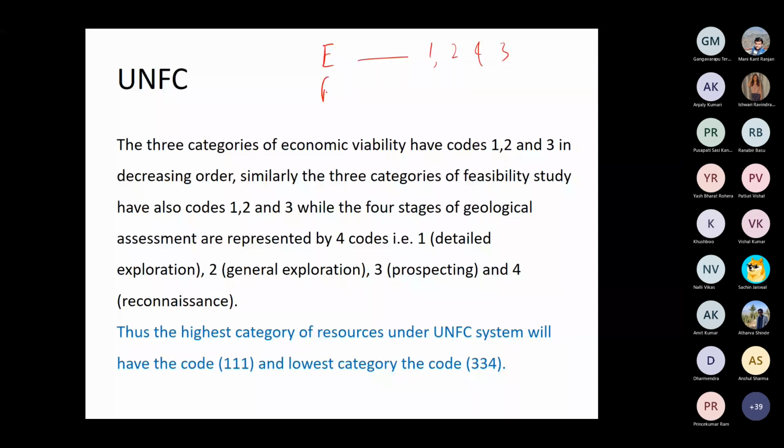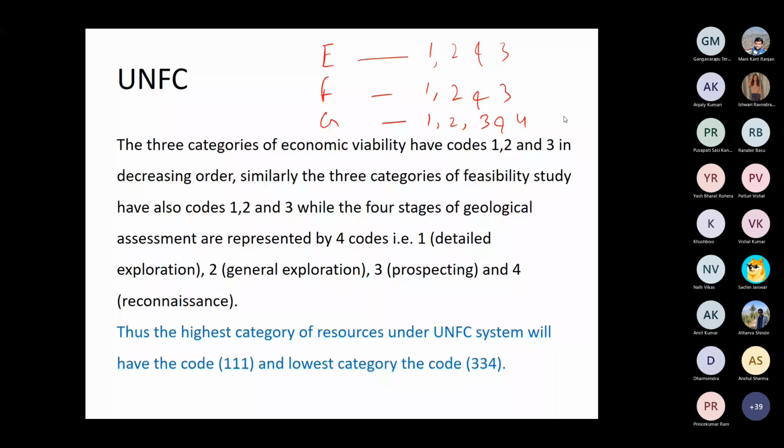Now the F part. Similarly, the three categories of feasibility study, they also have codes 1, 2, and 3. And for geology part, you have 4, as we have said. That means 1, 2, 3, and 4. Geology, the fourth is lowest, and then next is prospecting is 3. Second is the general exploration. 1 is the highest, that is detailed exploration.